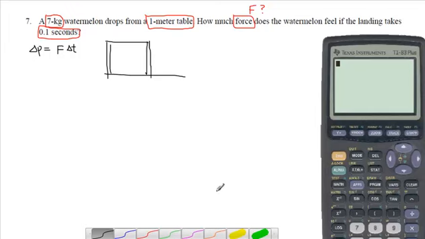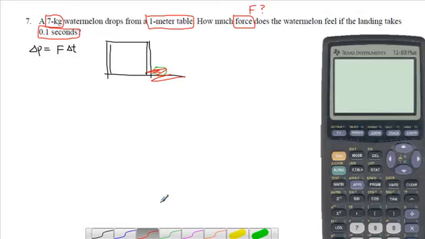To get an idea of what is happening here, a watermelon falls from a table. And of course, what happens to the watermelon? The watermelon explodes. It feels a lot of force, and the watermelon is most likely going to explode. So we're dealing with impulse.